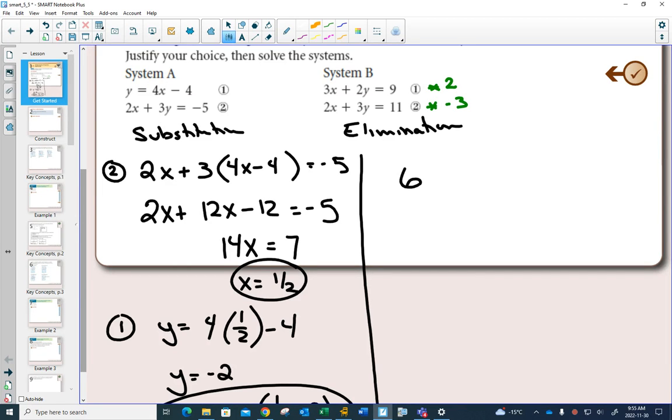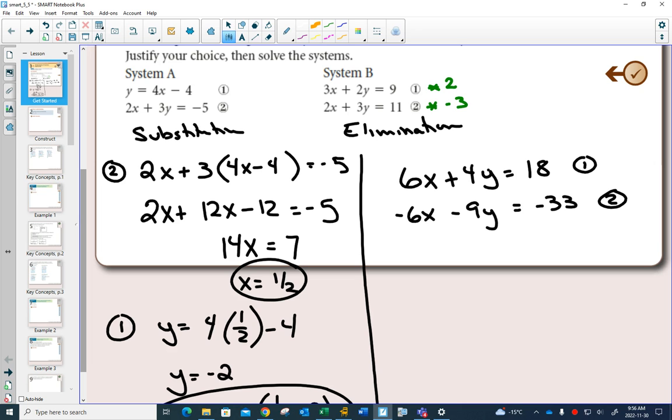Multiply the first one by 2, 6x plus 4y equals 18. That's my equation 1. Equation 2 would be negative 6x minus 9y equals negative 33. That's my new equation 2. And you're allowed to do that because in equations, what you do to one side, you do to the other side. That would keep them equal.